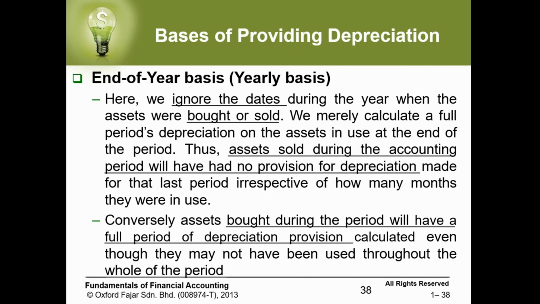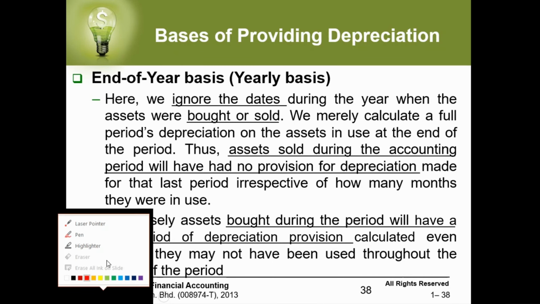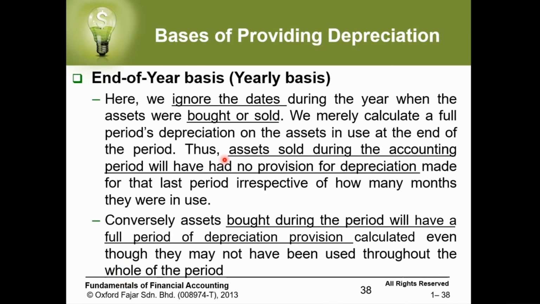So end of year basis, or we call it the yearly basis, here we ignore the dates during the year when the assets were bought or sold. We merely calculate the full period depreciation on the asset and use it at the end of the period. This is what we were following, okay? We ignore when we got the asset. Thus, assets sold during the accounting period will have no provision for depreciation made for that last period, irrespective of how many months they were in use.